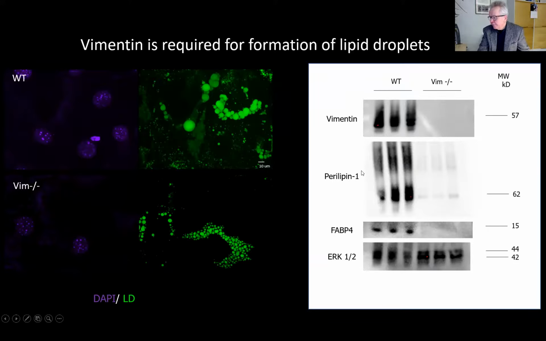Werner Franke published in 1989, I believe, in JCB, a paper indicating that vimentin forms cages around lipid droplets. Since then, it has not been clear what the relationship is, but at least perilipin is really compromised in the vimentin knockout cells, and perilipin in turn is regulated by mTOR, so this could be an mTOR effect, but it could also be something else. It could be a structural issue, so we're looking into that. It could also be both.